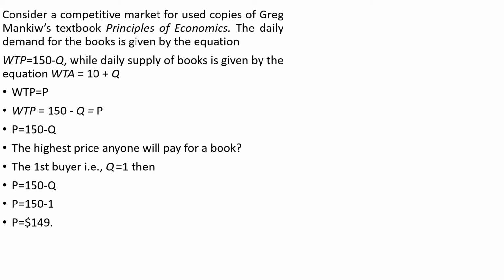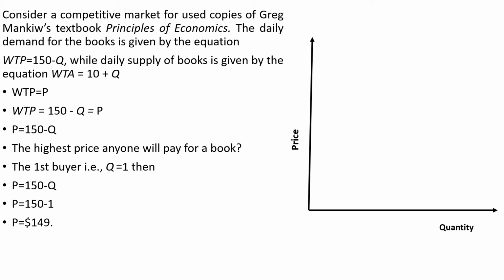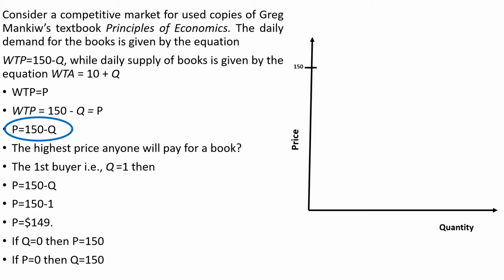We can also illustrate this demand information in a graph. On the vertical axis, we have price. On the horizontal axis, we have quantity. Using the willingness to pay equation that we simplified in terms of P, we can think of it in terms of if Q is equal to 0, what would P be? So P would be 150, illustrated on the vertical axis. If P is equal to 0, then Q would be 150, which can be put on the horizontal axis. Connecting those 2 points gives us the willingness to pay curve, which is simply the demand curve.